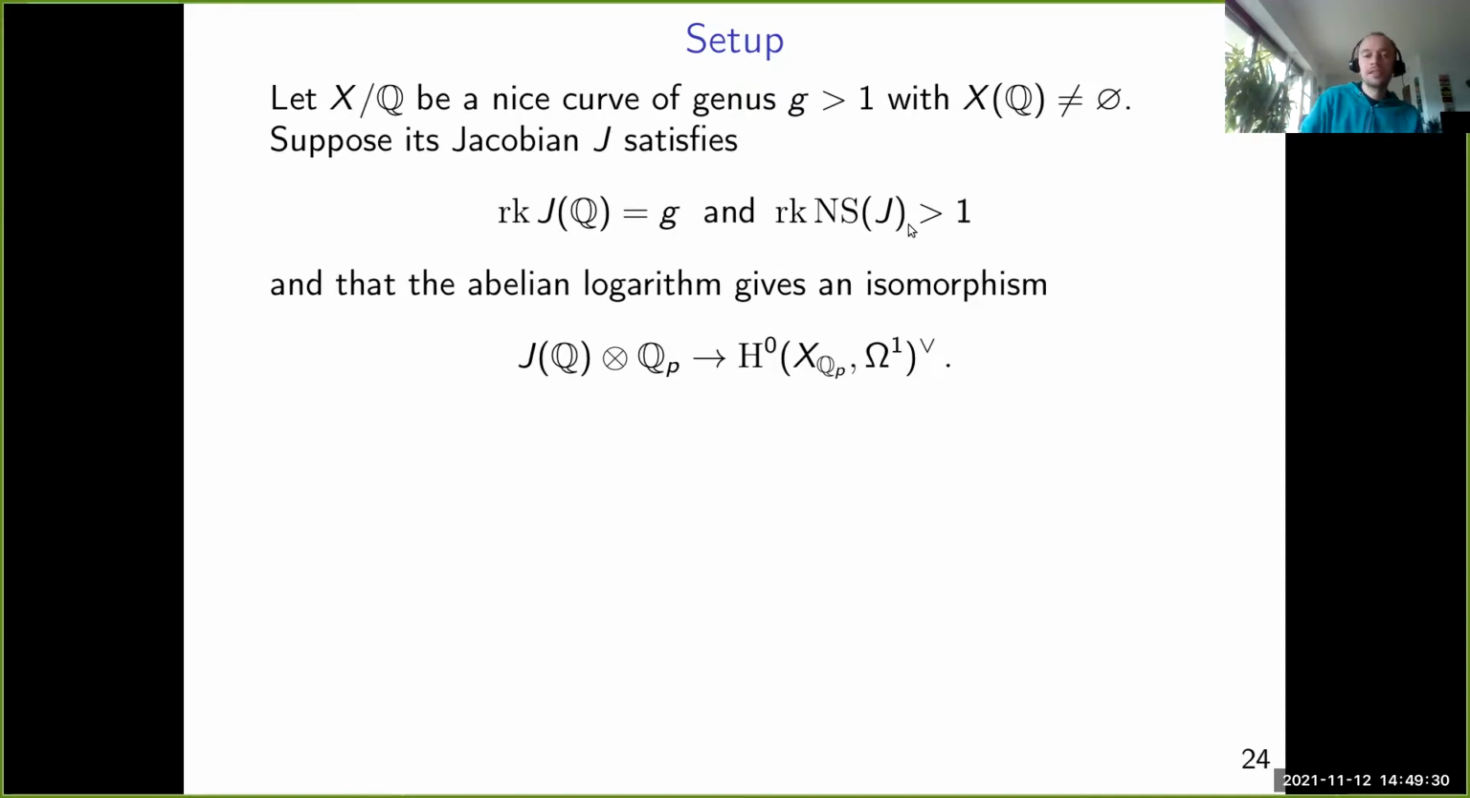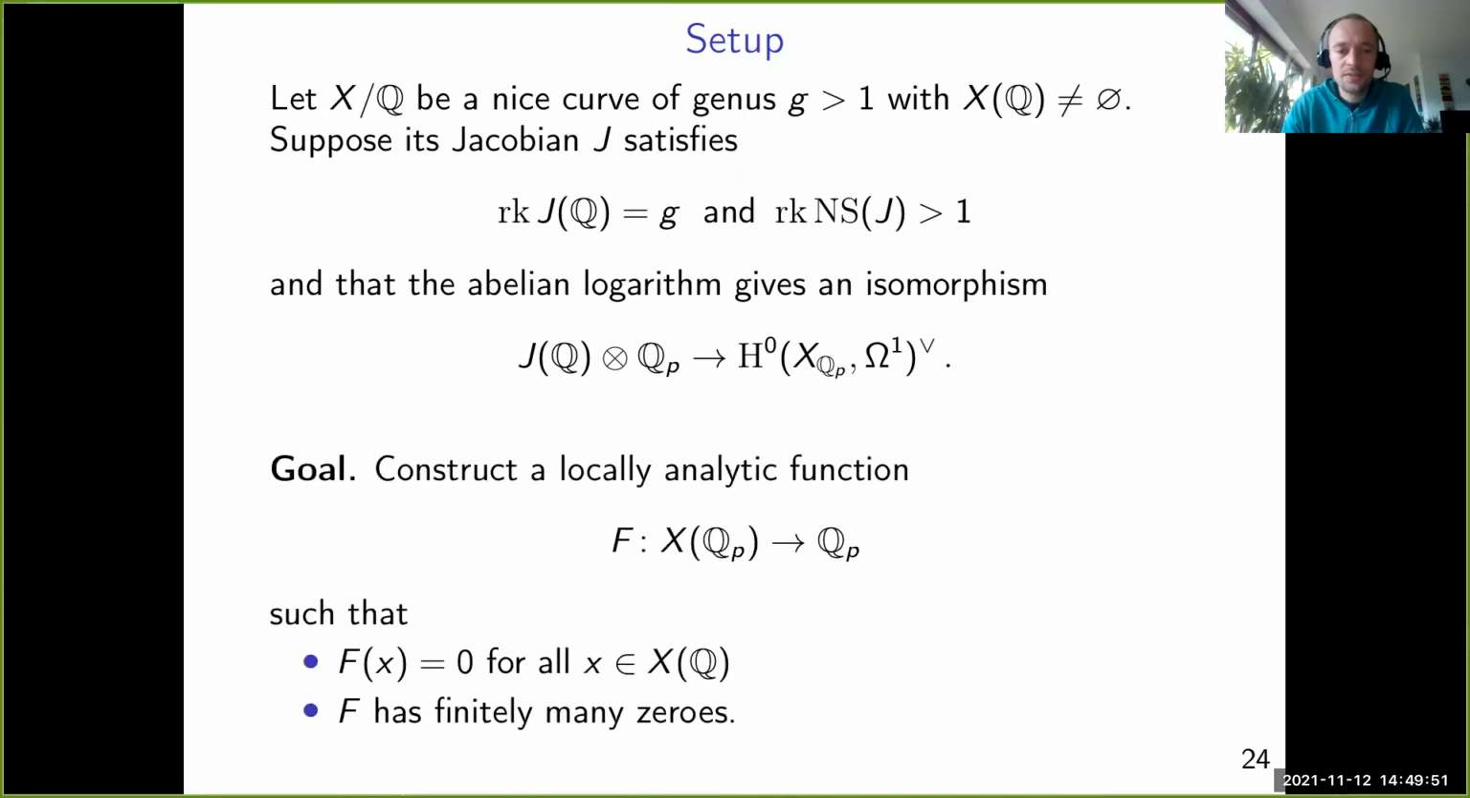And this is crucial. I'm also going to make a harmless assumption that the abelian logarithm, J(Q) tends to Q_p, gives you an isomorphism with the tangent space. But that's fine, because if this does not hold, then it turns out you can apply classical Chabauty and Coleman. So for explicit methods, this is actually no condition. And so the goal was to construct, extending Chabauty-Coleman, a locally analytic function f on X(Q_p), which vanishes on the rational points, and which only has finitely many zeros. That's what we want using this kind of data.